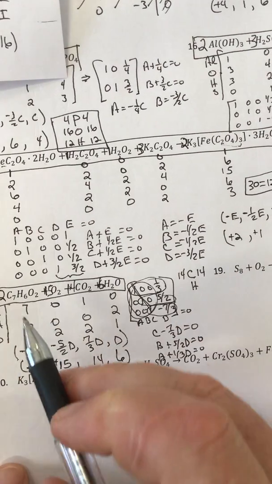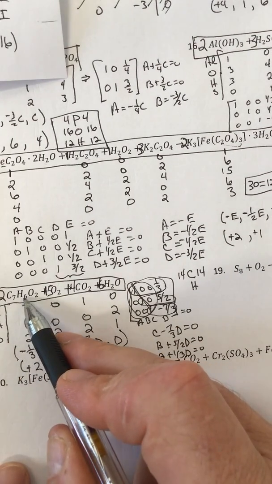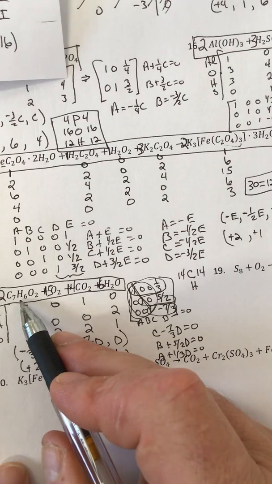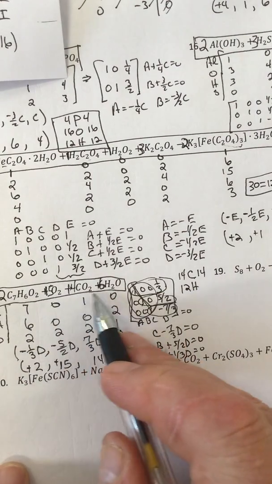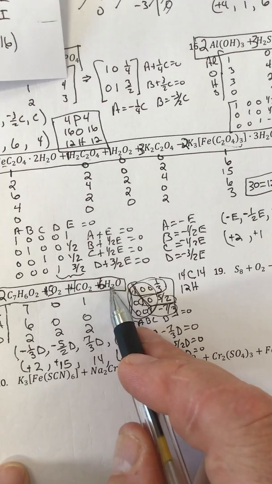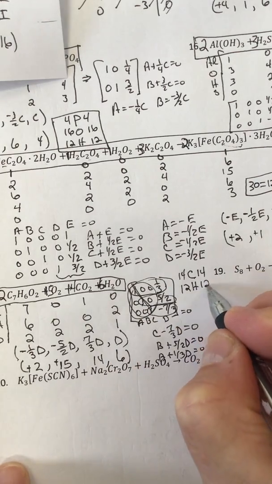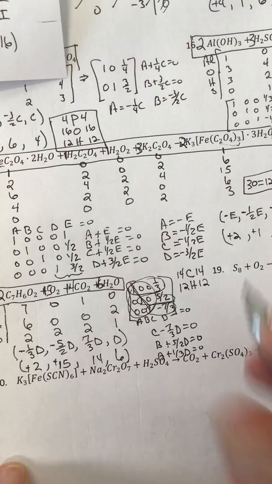Hydrogen. There's 6 doubled, so it looks like that's 12 with no more. Over here, there's 2 hydrogens times 6, so it looks like there's 12 hydrogens.